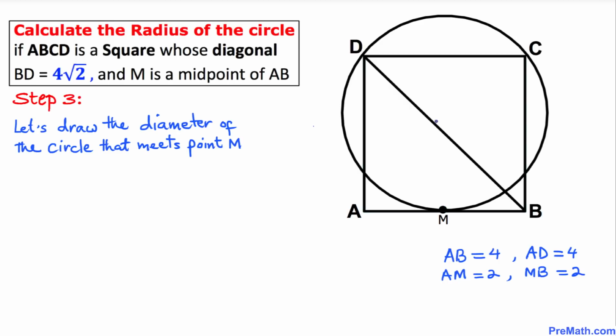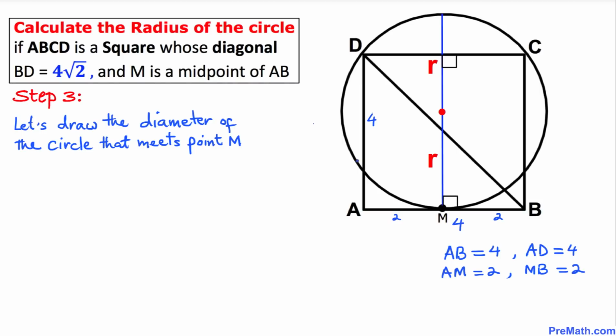And in this next step, let's draw the diameter of this circle that meets this midpoint M. So this is going to be just a vertical over here. Let's keep extending all the way on this side. And here is our much nicer looking diagram. We can see that this vertical is our diameter that meets this midpoint M, and this is the center over here. And let's call the radius of this circle R.